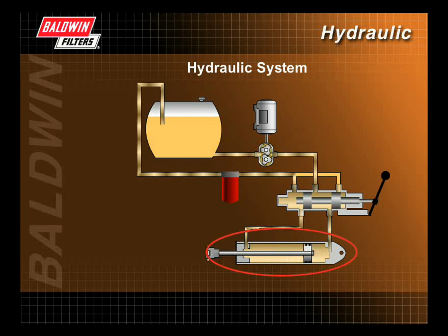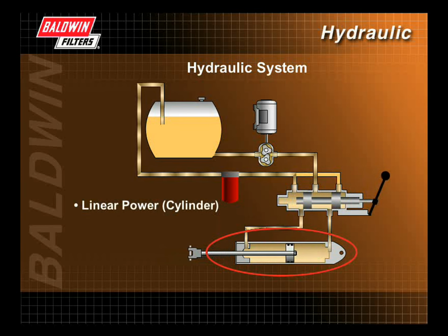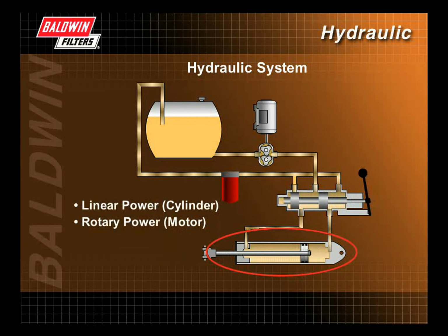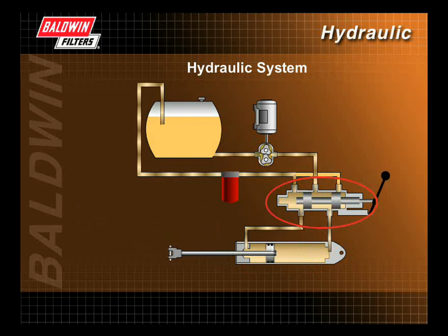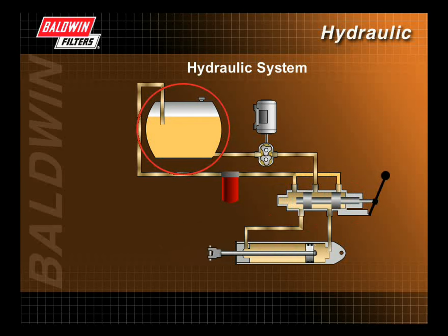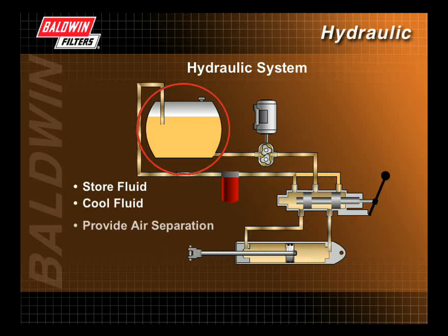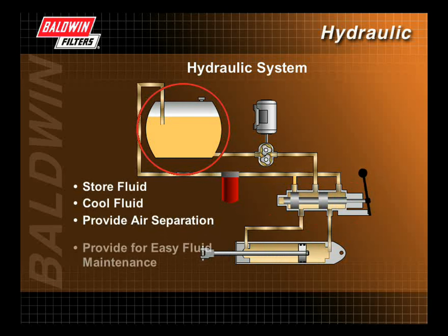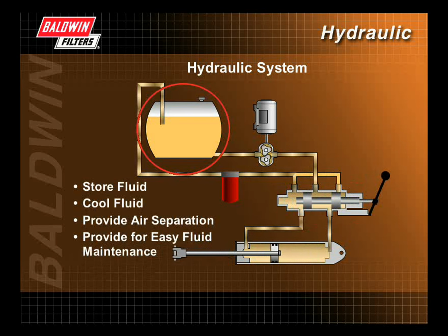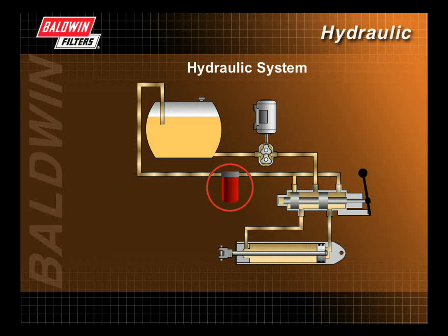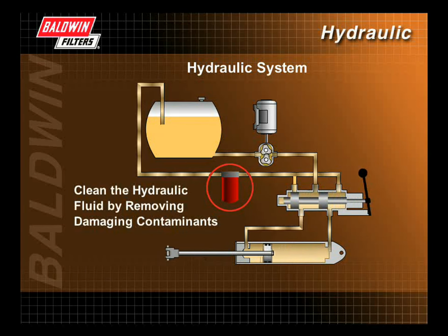Actuators are output components which do the work in the form of linear power, a cylinder, or rotary power, a motor. The directional control valves are flow control valves which regulate the direction of flow and pressure in the hydraulic circuit. The reservoir is a holding tank which functions to store fluid, cool fluid, provide air separation, and provide for easy fluid maintenance. The hydraulic filter's primary function is to clean the hydraulic fluid by removing damaging contaminants.